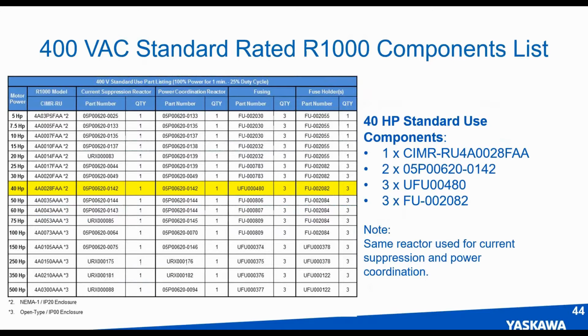So going to our standard rated components list, we can go down to 40 horsepower, and we see that we need an R1000, a 28 amp R1000. We need two reactors that are actually the same reactor itself, fuse holders and fuse itself. So in this case, we're actually using the same reactor for the power coordination and the suppression reactors. This is not always the case, but it can happen. When you do see this, it's not a typo. It's just what the configuration requires.